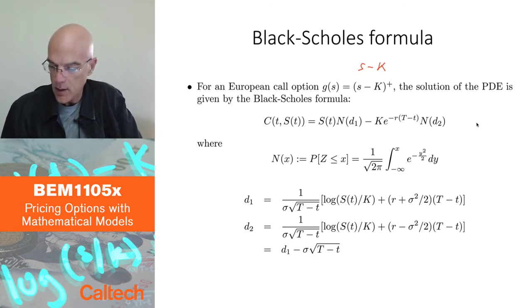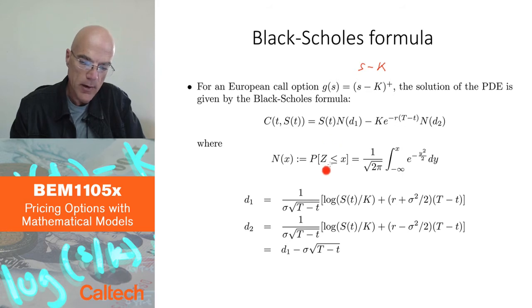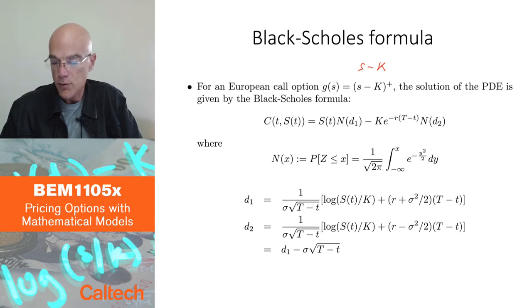In terms of the exact definition of these N's, N is defined as the probability that the standard normal random variable, I'm using capital Z for the standard normal random variable, is less than or equal to x. So it's what is called the standard normal cumulative distribution function, CDF, which can be written precisely mathematically as this integral. It's an integral under the Gaussian curve.